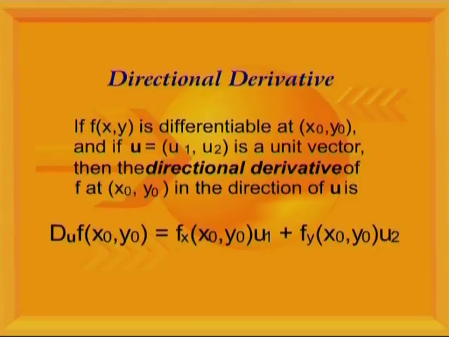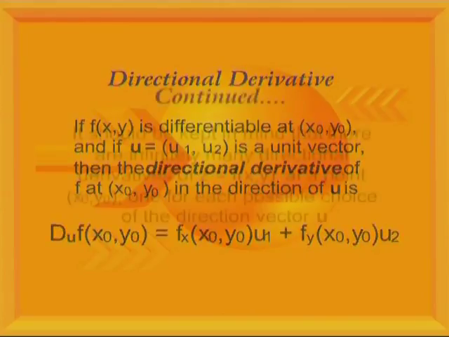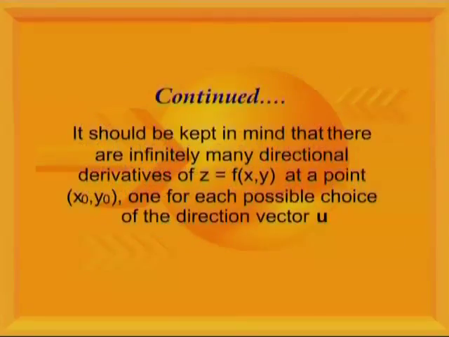This u stands for the direction of the unit vector u, and its value is evaluated at the point x0, y0. It should be kept in mind that there are infinitely many directional derivatives of the function z equals f(x, y) at a point x0, y0, one for each possible choice of the direction vector u.